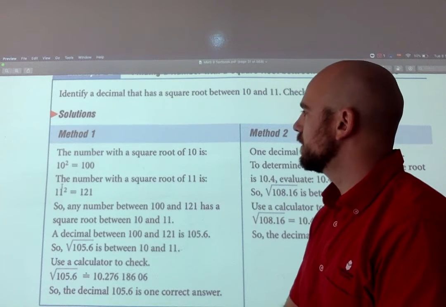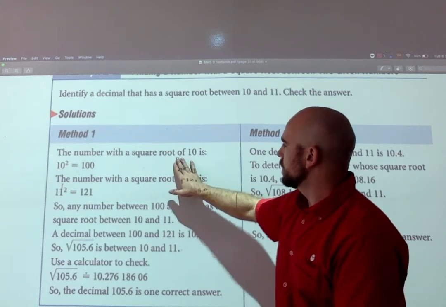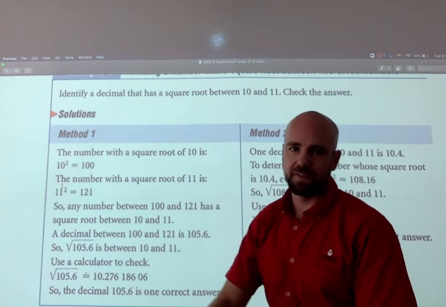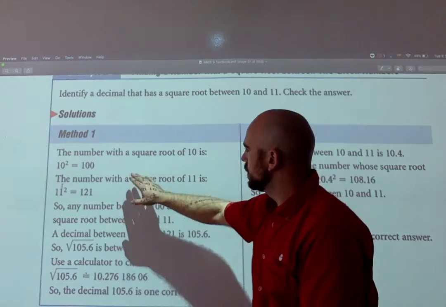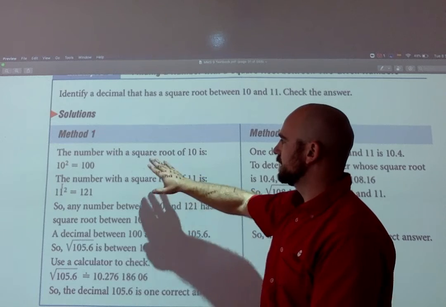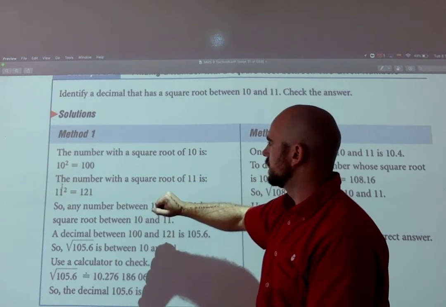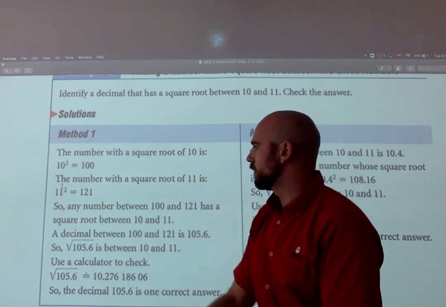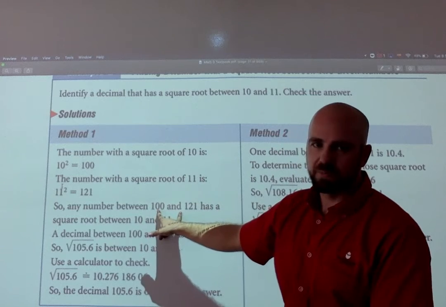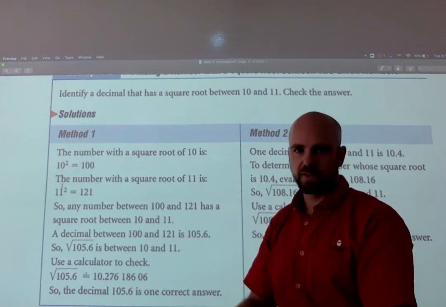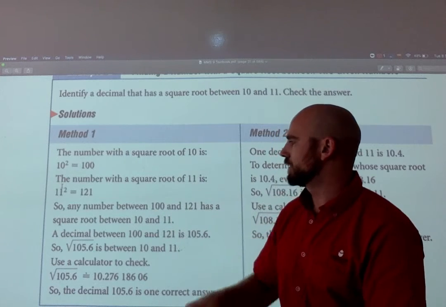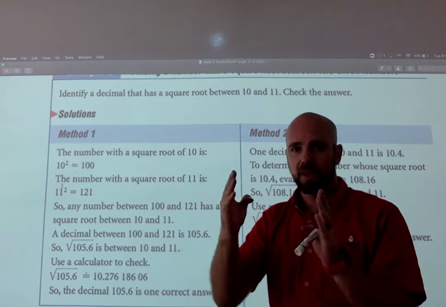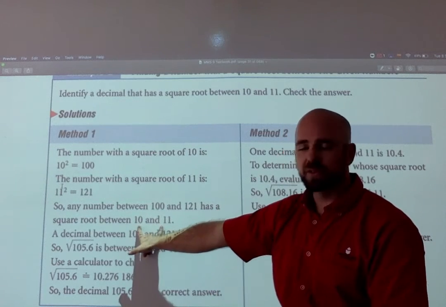So the first one that they're talking about is just saying, all right, I know that, for example, if we're looking for something between 10 and 11, what the square root might be. So we know that 10 squared is 100, and 11 squared is 121. So if we have any area of a square that's between 100 and 121, the number is going to lie in between 10 and 11. Okay, it has to. It can't be outside of those two numbers.